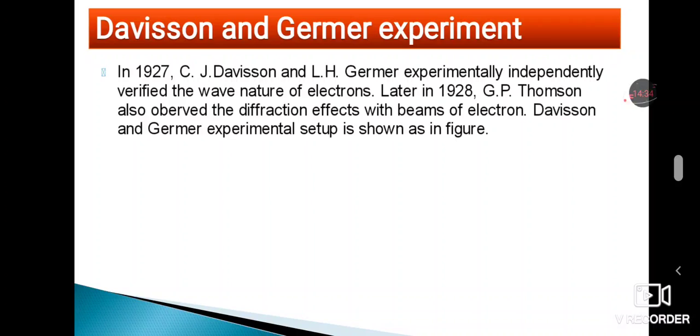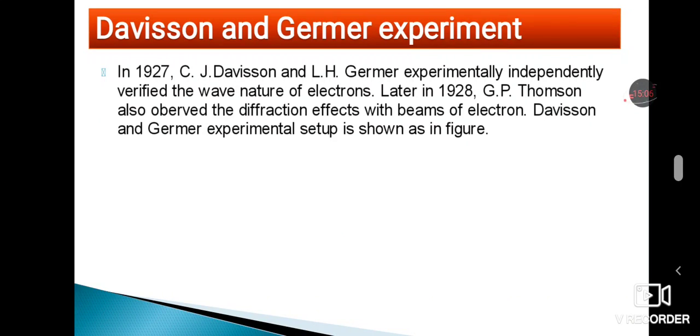And the last part of this chapter that we will now discuss is the Davisson and Germer experiment. So in 1927, C.J. Davisson and L.H. Germer experimentally and independently verified the wave nature of the electron. Based on this experiment, what they concluded is whether the electron is behaving like a wave or not. That is, they found out the wave nature of electrons.